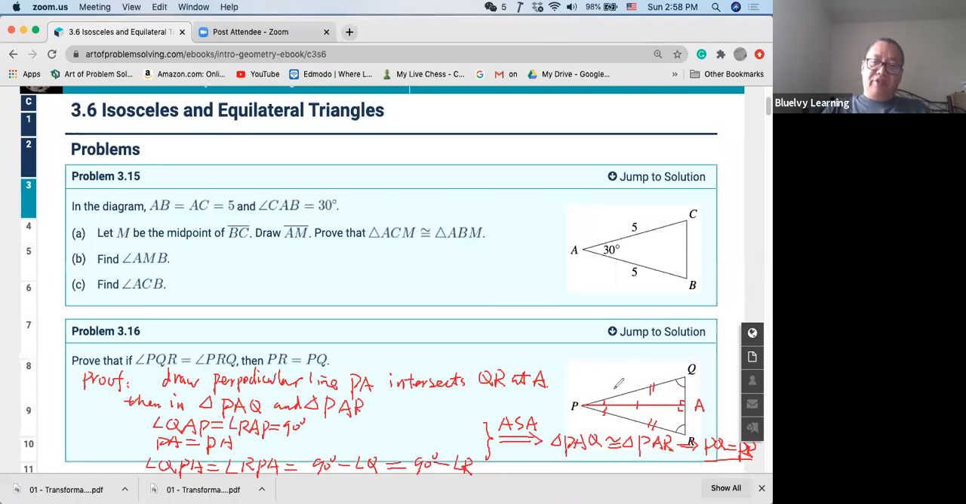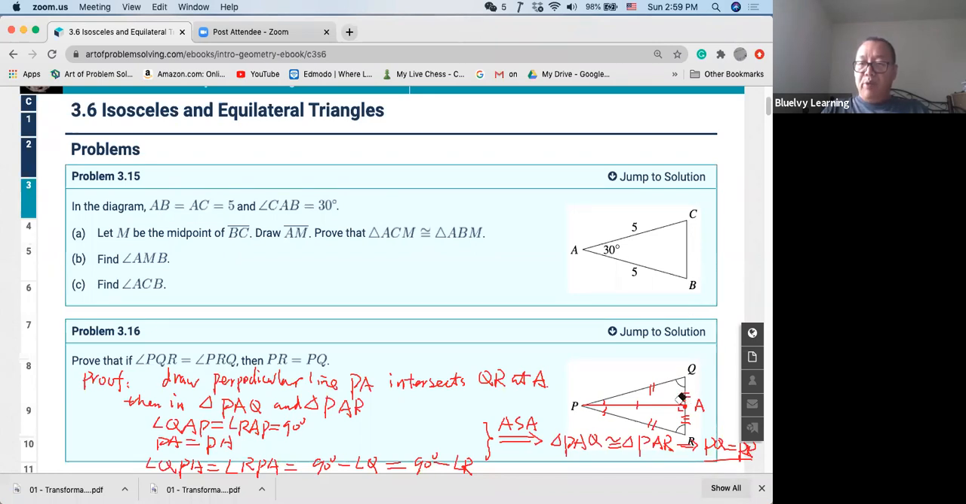Now, let me ask you a question. Somebody may think, can we just do it as in the first problem? Pick this point as the middle point of QR. Then we have QA equals AR, right? We get this one equal to this because we pick A as the middle point of QR.